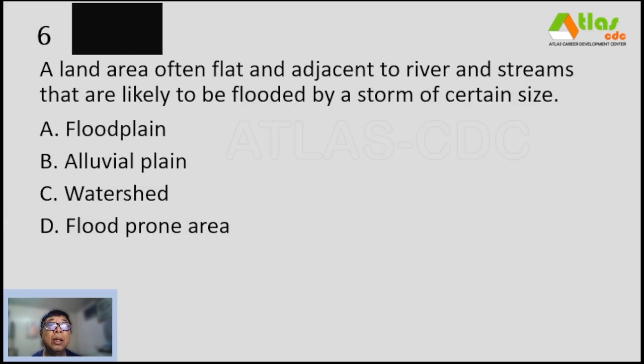Number 6. A land area often flat and adjacent to river streams that are likely to be flooded by a storm of certain size. A. Floodplain, B. Alluvial plain, C. Watershed, and D. Flood-prone area.